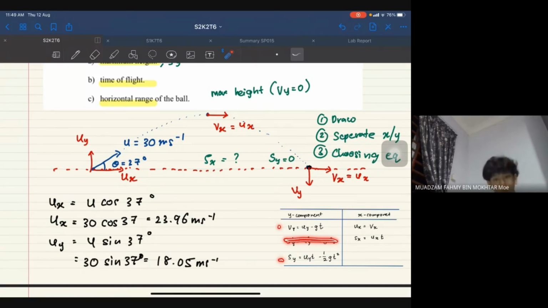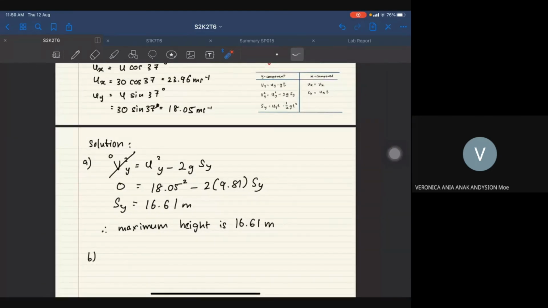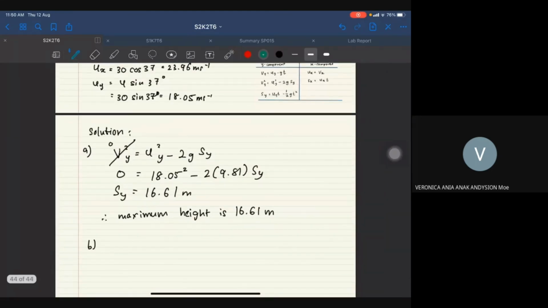1 ke 3, mana nak pakai? Dua-dua boleh, I think. Itu pun boleh kan? Masalah bila kamu pakai 1 tu, tak cukup maklumat kan? Cukup Vy, cukup buat. Okay, kita cuba. Don't worry, we try. Okay, kalau tak boleh, kita tukar cara lain. So dalam example macam ni lah, kalau kamu tak sure, just try, just substitute. And then baru kamu nampak boleh ke tak boleh. So if you are using the first equation where Vy equals to Uy minus Gt.